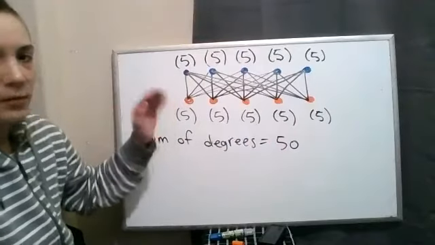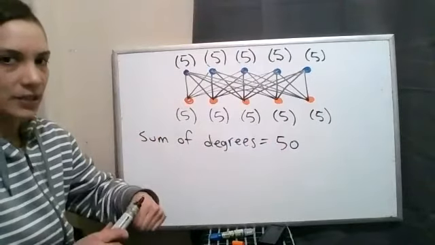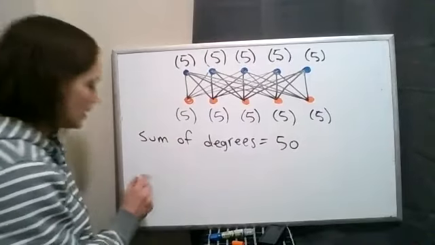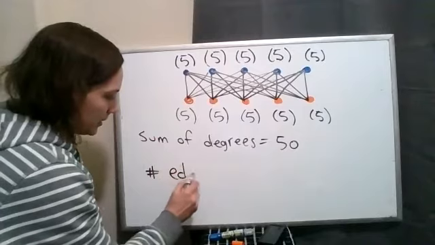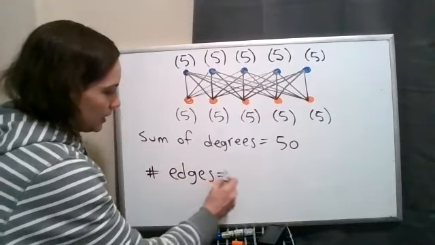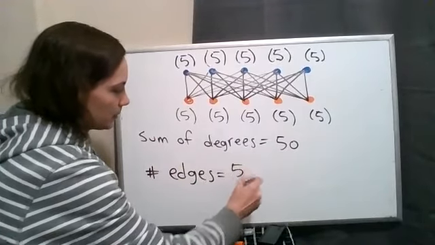But we want to know how many connections happened, how many handshakes were made. So the number of edges is 50 divided by 2.